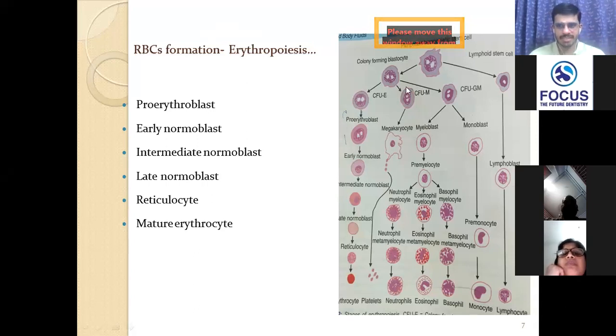Now look at this diagram here. I want you to focus on this part of the diagram. This will elucidate the changes that are occurring in a precursor cell so as to allow it to differentiate from a pluripotent stem cell to a mature erythrocyte. This is very, very important.